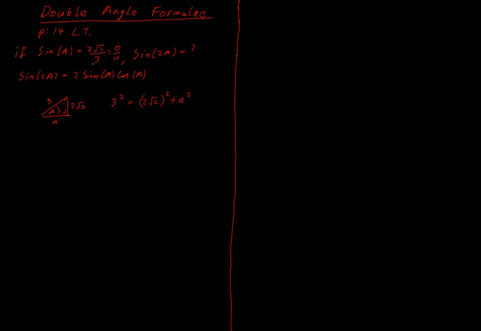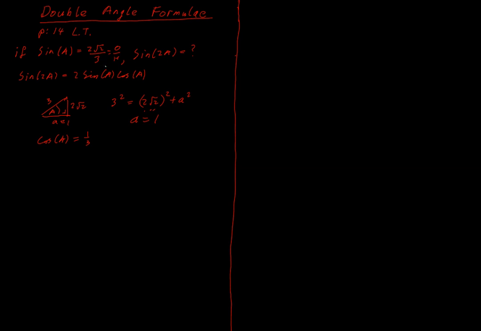This is quite a common trick that we can use if we're given a trigonometric function equal to a fraction or given ratio. When we work that out, we find that a is equal to 1. We all know how to get from this step to this step; we're just doing simple linear equations. So a is equal to 1. So cos of A would be equal to the adjacent over the hypotenuse, which is a third.